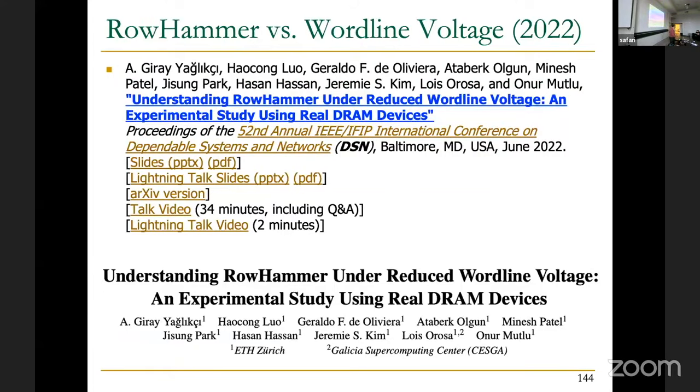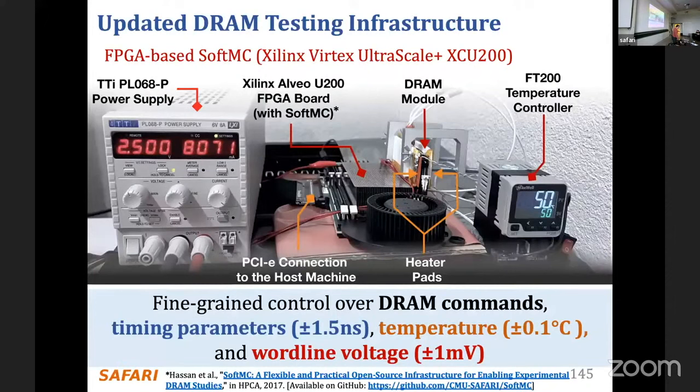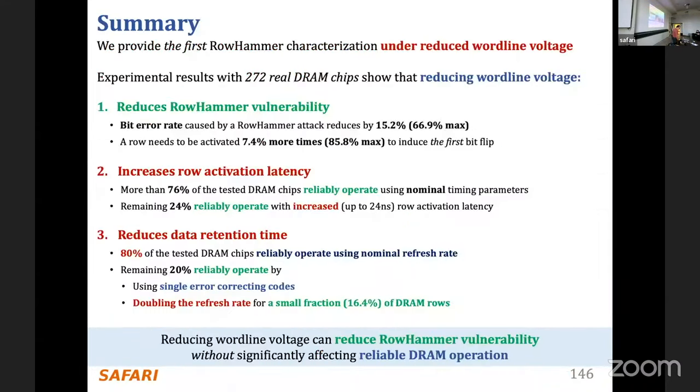Very briefly, we also wanted to understand the effect of word line voltage on RowHammer. So we updated our testing infrastructure such that we can, in a fine-grained manner, change the word line voltage. You can see the power of this sort of infrastructure right now. This is infrastructure that doesn't exist anywhere else in the world, except the open sources, of course, so people can build it if they want to. But this sort of infrastructure enables us to understand things at the cutting edge.